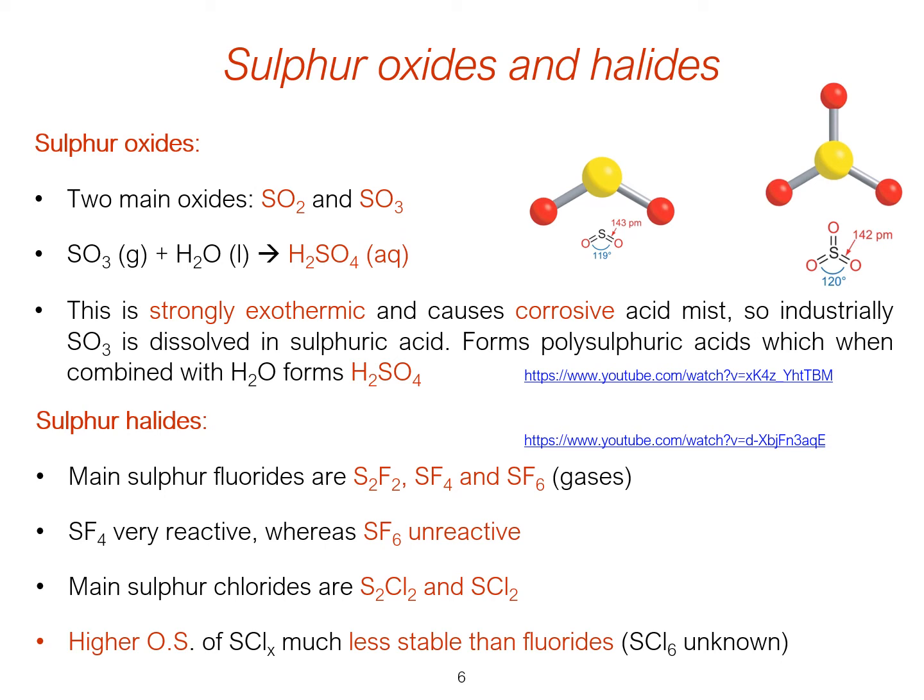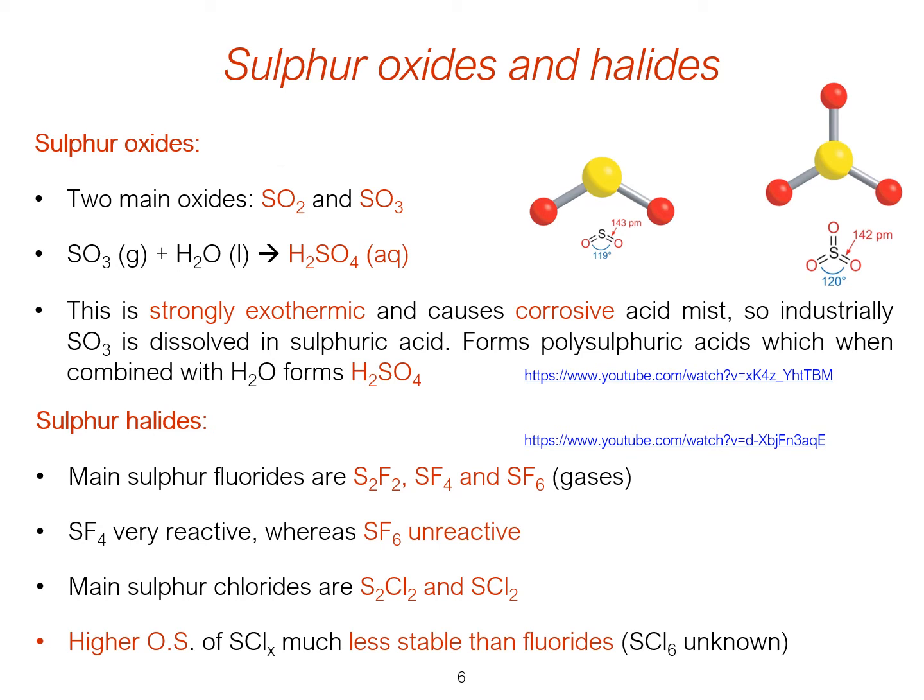Moving on, let's look at the oxides of sulfur. There's two main ones, SO2 and SO3, and the structures are shown in the top right here. They're both really important in the production of sulfuric acid, because as we said, sulfuric acid is the number one chemical in the US. SO3, when dissolved in water, will form sulfuric acid. I've got the reaction here.